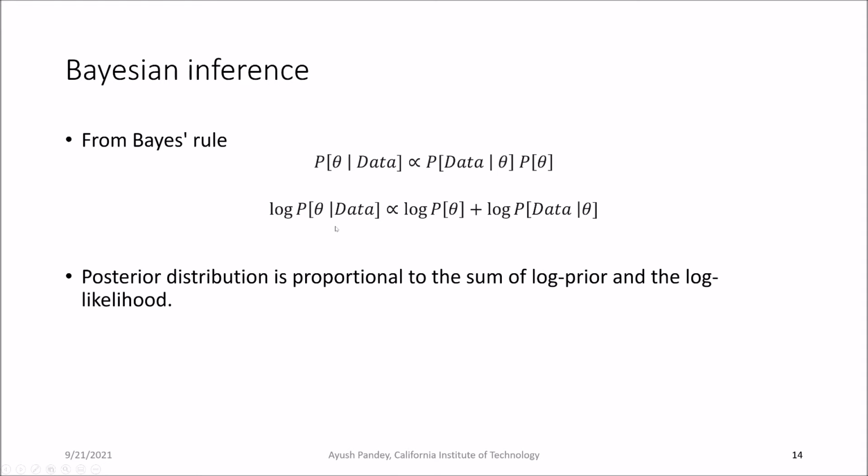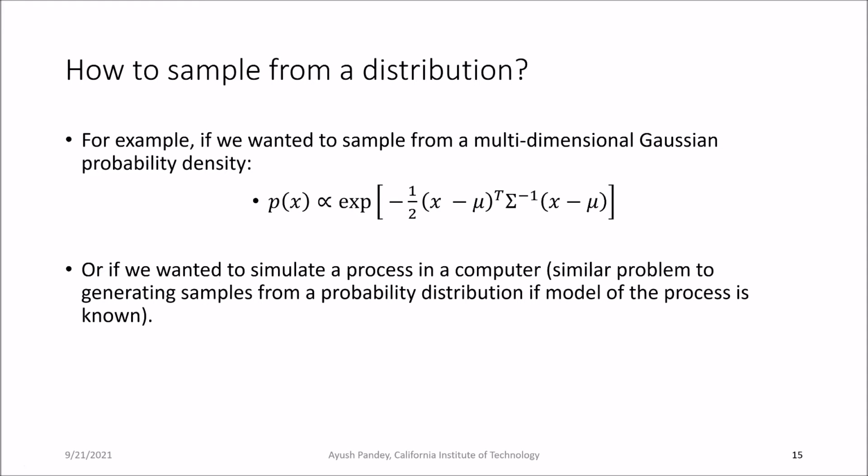So now the problem only remains, how do we sample from this posterior distribution? And that's what will give us the parameter identification problem. So I will talk about that next.